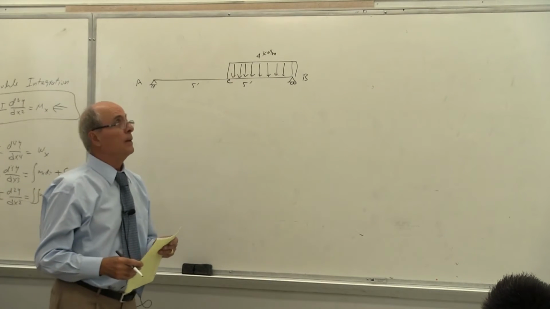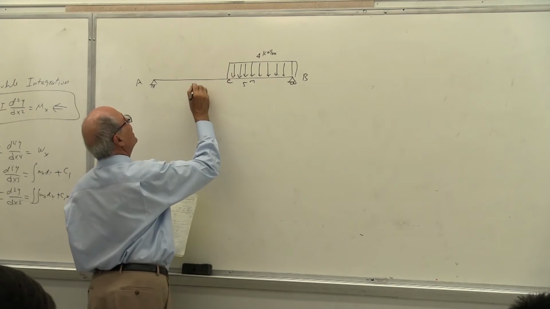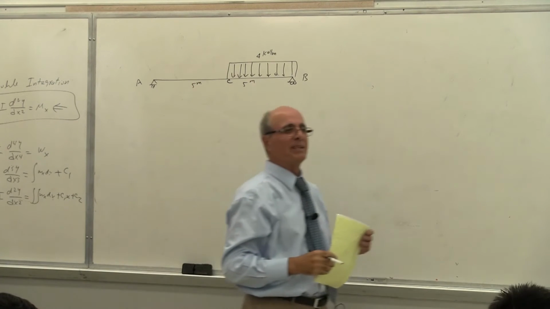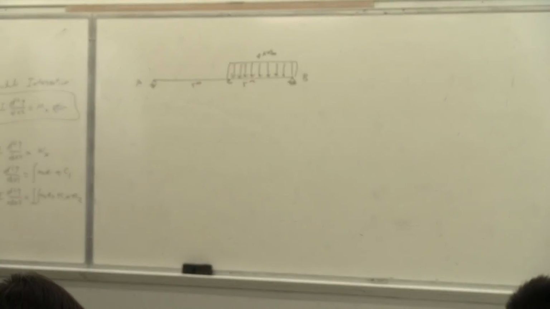Oh, no, I should not. 5 meter and 5 meter. Yes? It's the same problem. Remember, the first problem I did for you was the 10-meter long beam. The load was across from the beginning to the end. Everybody see that? Now, what's the difference?